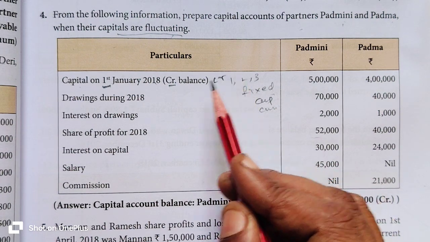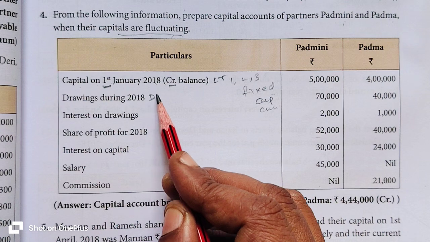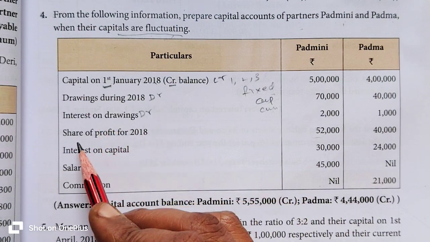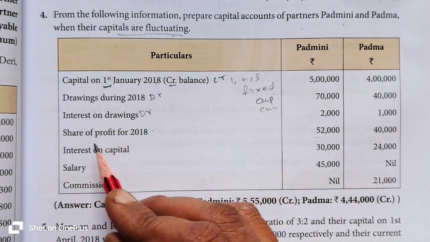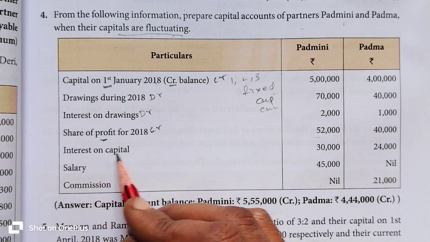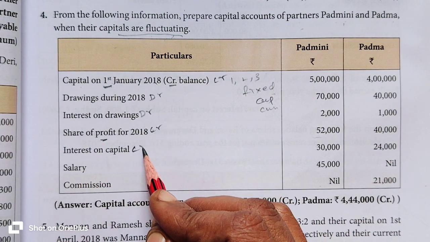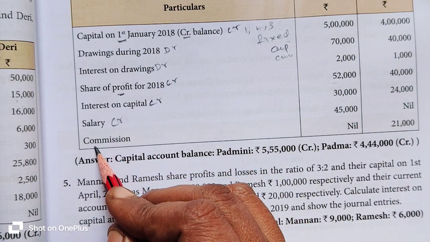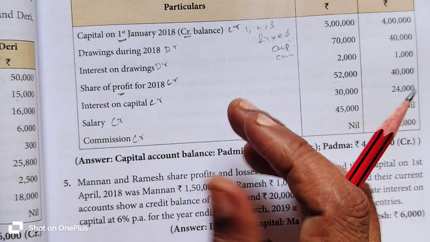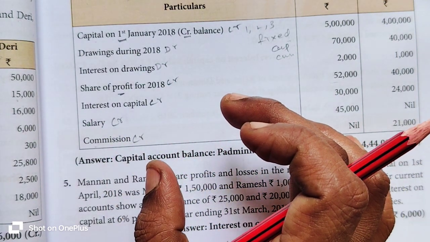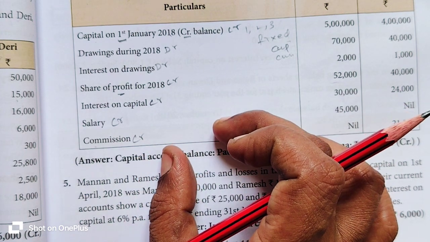Then drawings will appear on the debit side, interest on drawings, debit side. Partner's profit goes to the credit side, interest on capital credit side, partner's salary credited, commission credit. We have identified and marked the given information.